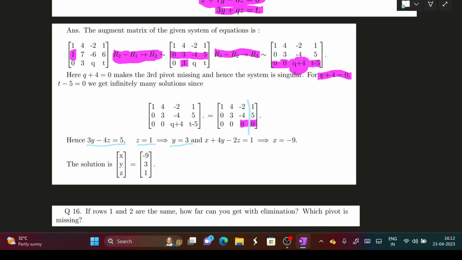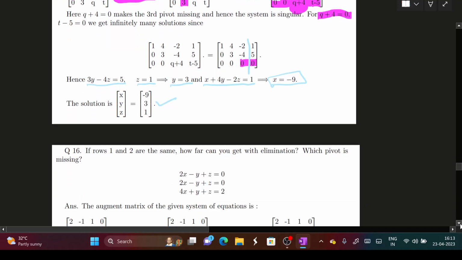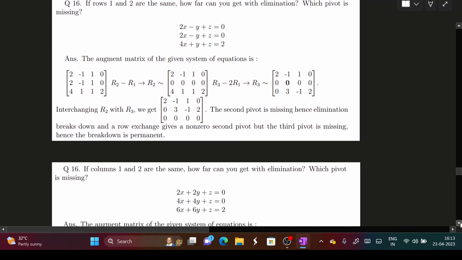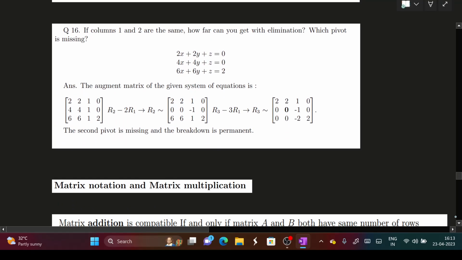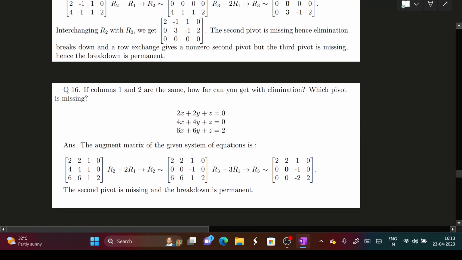And from the first equation, x plus 4y minus 2z is equal to 1. Hence, x is equal to minus 9. So I got my y, I got my x, z is already given. So x is equal to minus 9, y is equal to 3 and z is equal to 1. This is a solution of the system of equations. With this we will stop this.